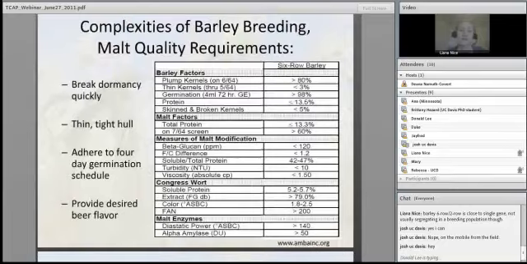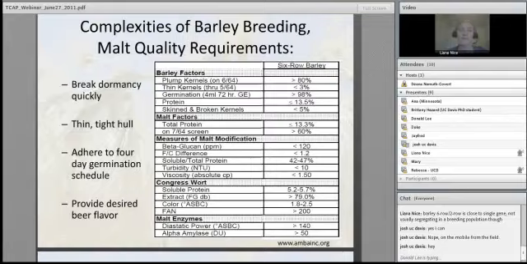So one of the main reasons this advanced cycle breeding has been very useful for barley is that malting quality is a very complex trait. And this is an example of the American Malting Barley Association's requirements for malt quality in a barley release. And you can see there's many, many different traits that go into it. And they all have very small windows that they need to meet.